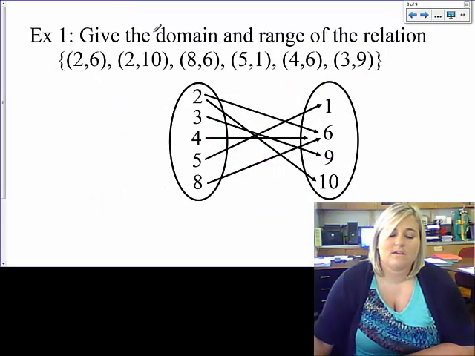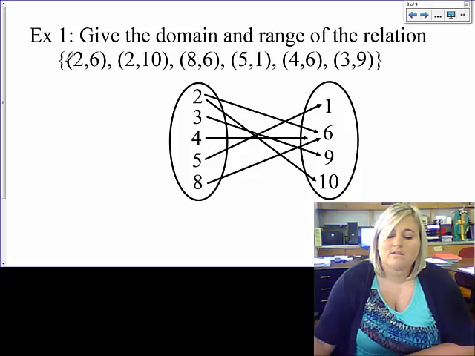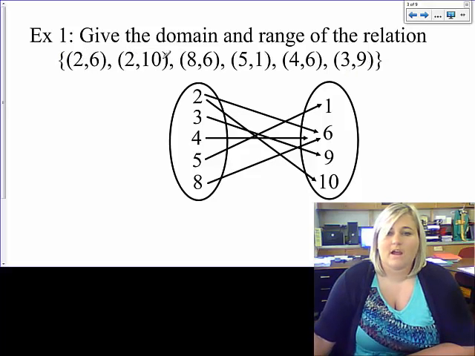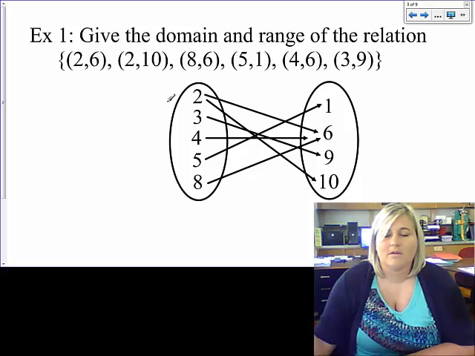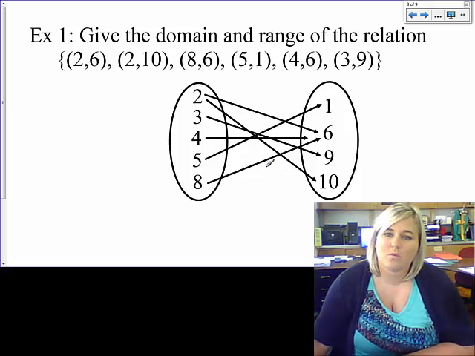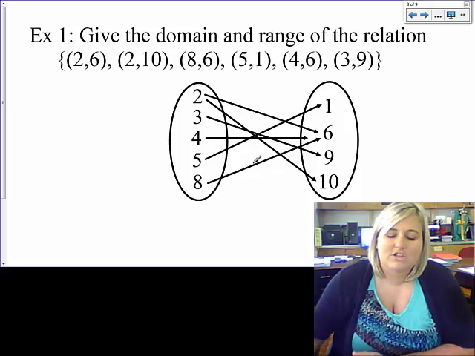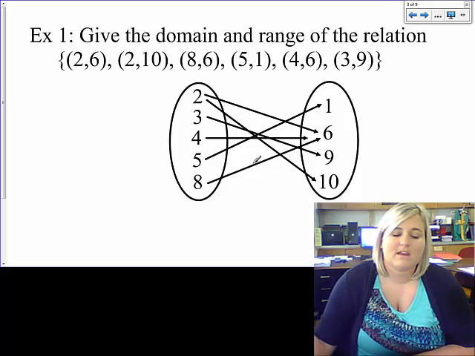So give the domain and range of the relation. They give you this set notation of all of these ordered pairs, and they give you these ovals. The ovals are a way that I always use to introduce students to functions and relations, because it very quickly shows us whether we're working with a relation or a function.